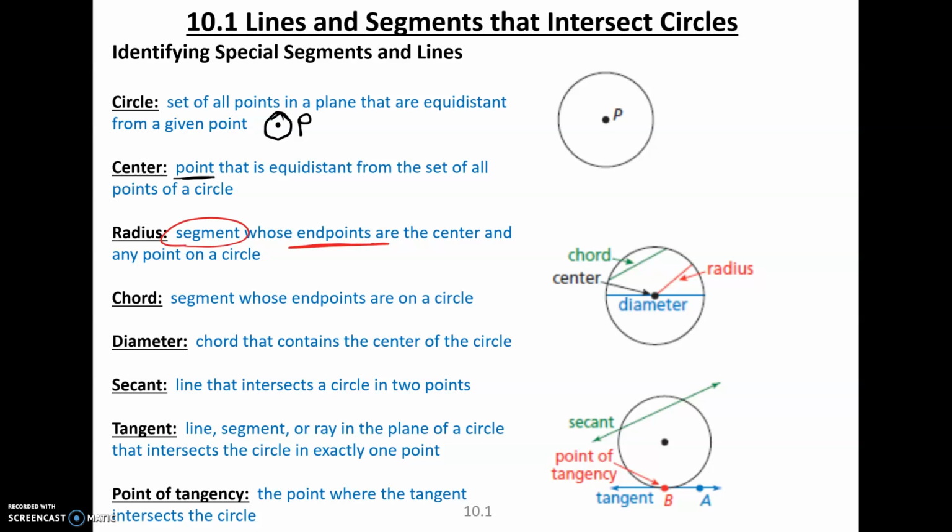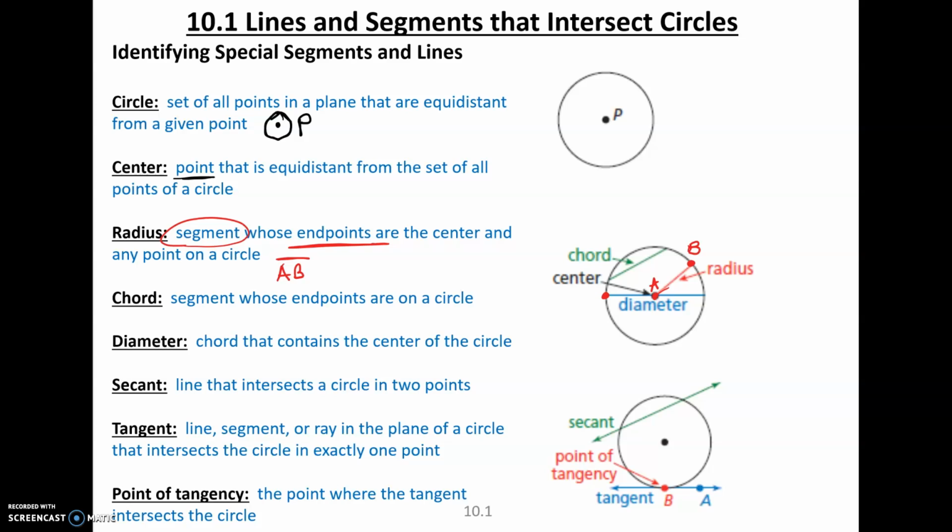Okay, so we're thinking about that. If we were writing it, remember that looks like this. Maybe it's something like that. AB, okay? So segment AB whose endpoints are the center and any point on the circle. So if I had this as my radius, so this one's labeled, right here, this would be A and B, so something like that.